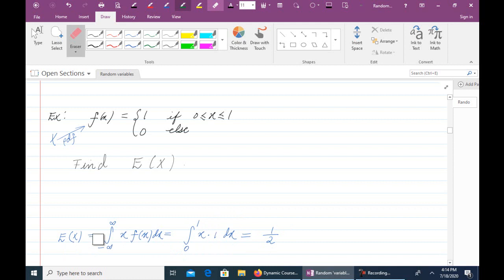So the expected value of x is simply half, which should make sense to you, because the PDF is always 1 when x is between 0 and 1 and it's 0 otherwise. So it seems like x is equally likely to take on any value between 0 and 1, and so the average value of x should be half.